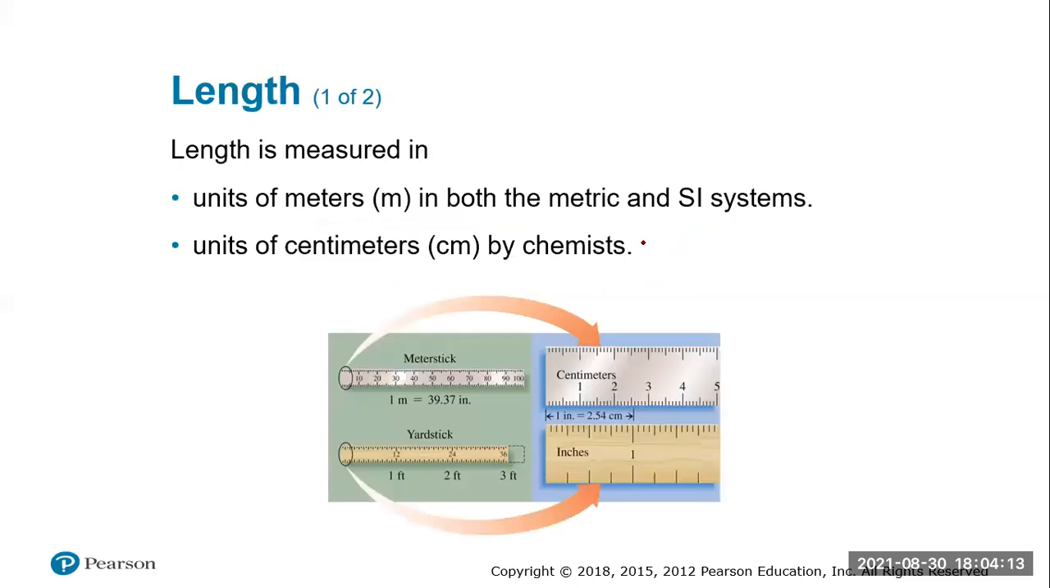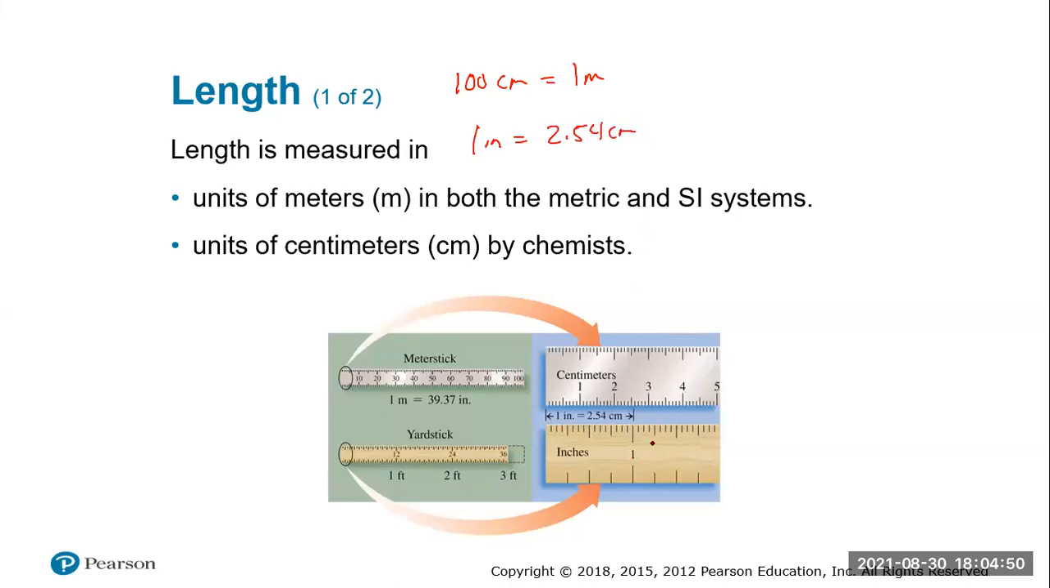Length is another common measurement that we take. Very common units of length are meters. Also, other ones like centimeters and millimeters are very, very commonly used. A couple of relationships: there are 100 centimeters in 1 meter. So that's something that we use a lot. Also, the relationship between the English units and the metric units: in 1 inch, there are 2.54 centimeters.